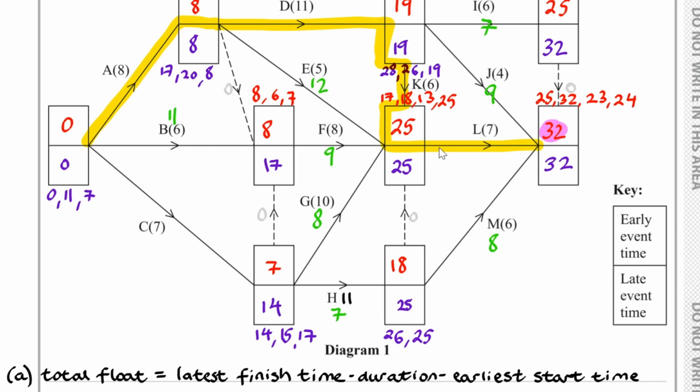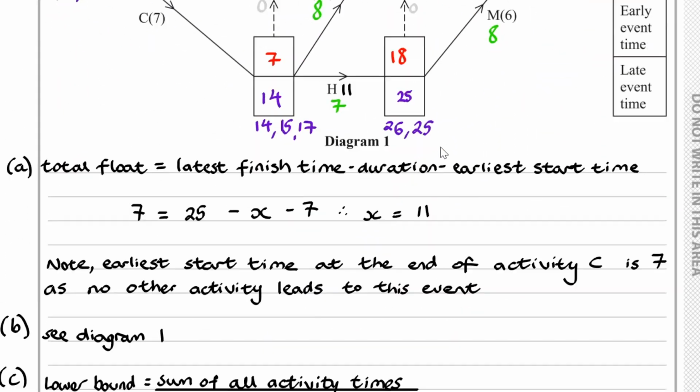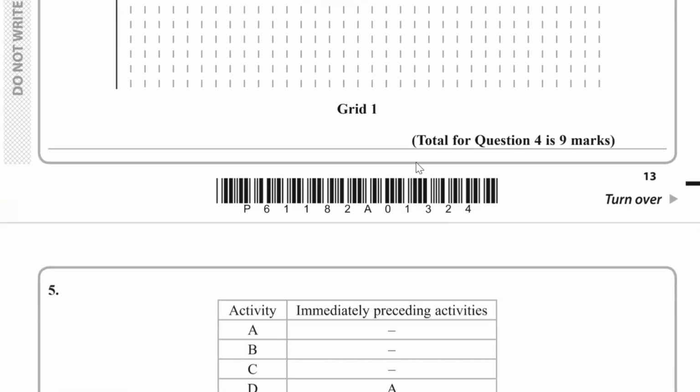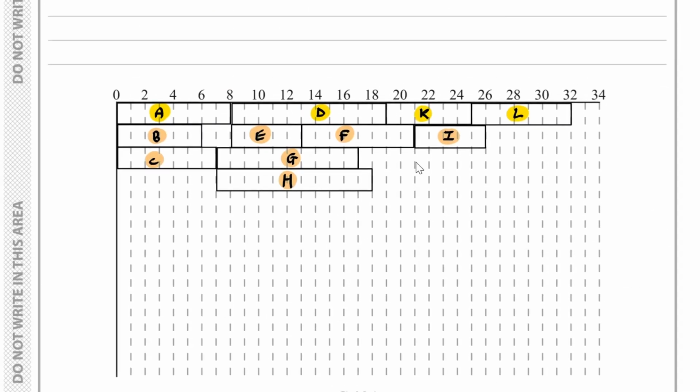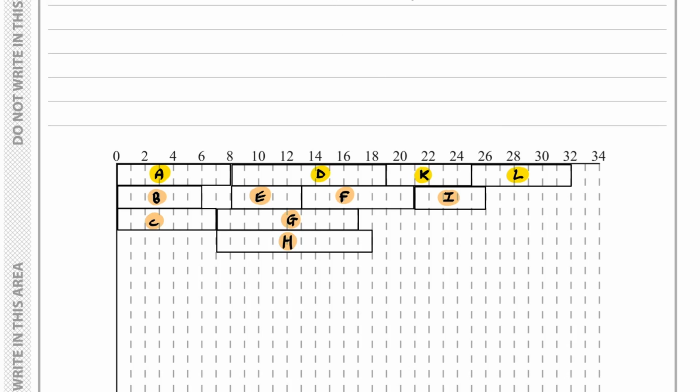So that's I. Let's have a look at J. The earliest J can start is after 19. That's a duration of 4. So let's add that on after G, because the earliest we can start is at 19. J starts at 19, and that duration will take us up to 23. So let's just show this. So 23 is over here. Okay, so this over here is J.